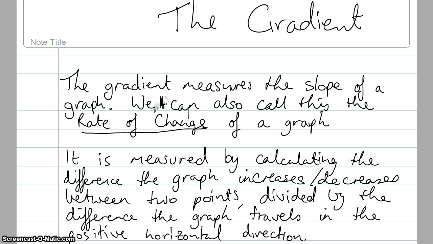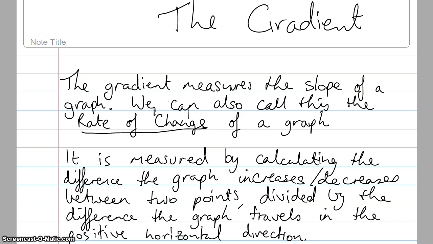Now the gradients that you will look at will be linear types of gradients, but you can get a gradient of a curved graph, which you'll look at again back in year 11 and year 12. But essentially it measures the slope of the graph, or the rate of change. How much is it going up over how much is it going across. So the way we calculate the gradient is it's measured by calculating the difference the graph increases or decreases between 2 points, divided by the difference the graph travels in the positive horizontal direction.